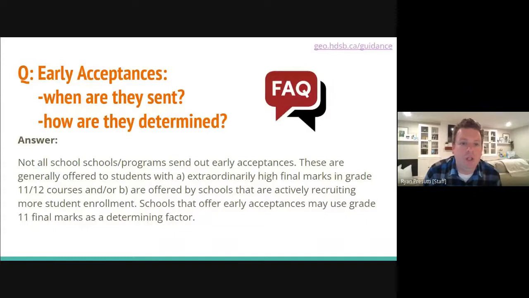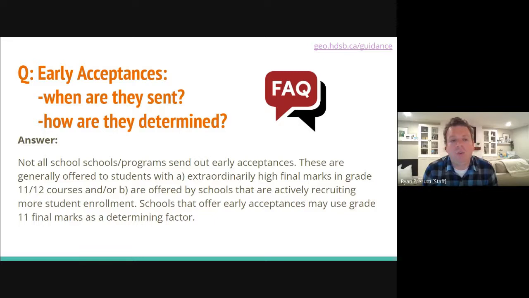So another common question that we get would be early acceptances. When are they sent? How are early acceptances determined? I first and foremost would say that they're not as common as you think they are. A lot of students are, again, hyper-focused on getting early acceptances because they heard someone in December got an acceptance. And yes, that does happen, but it's not as common as you may think, because not all schools and certainly not all programs send out early acceptances.